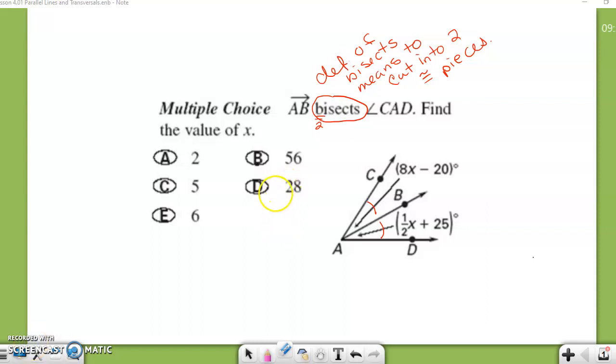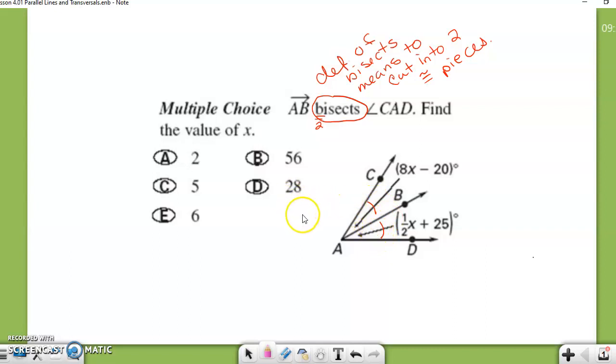Hi guys, welcome to our first lesson 4.01, and this is about parallel lines and transversals. Before we get started today, let's take a look at this warm-up. We're talking about ray AB bisects angle CAD. The definition of bisects means to cut into two equal pieces, bi meaning two. So I know this angle CAB is congruent to angle BAD, and I've marked them as congruent.